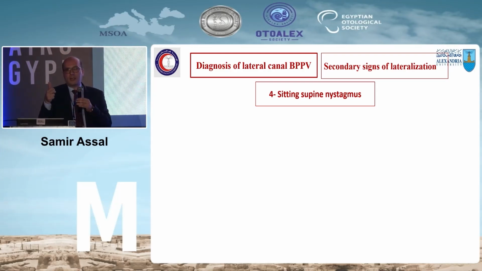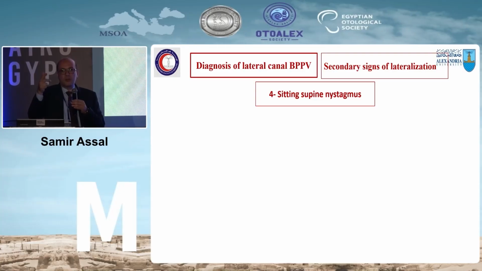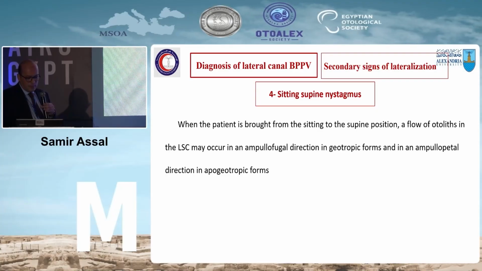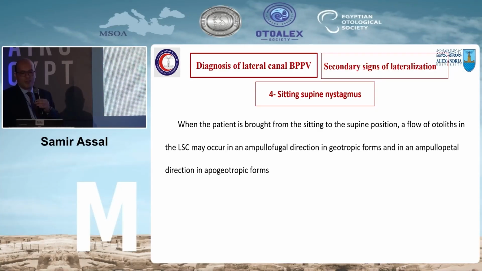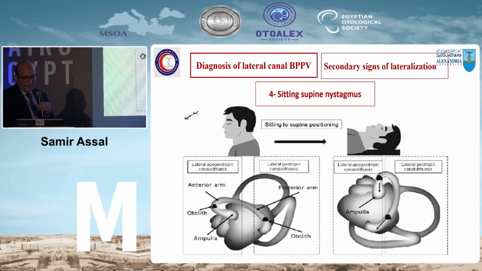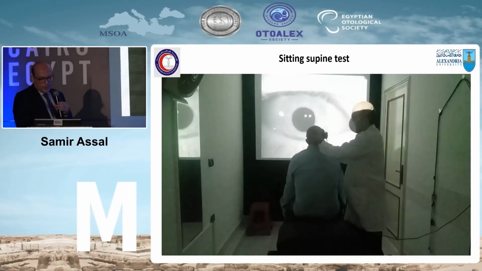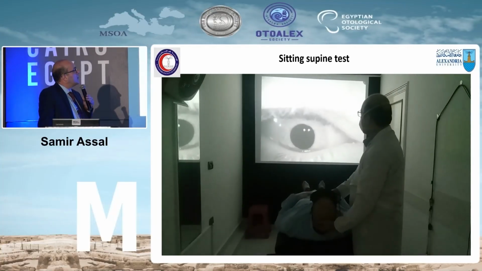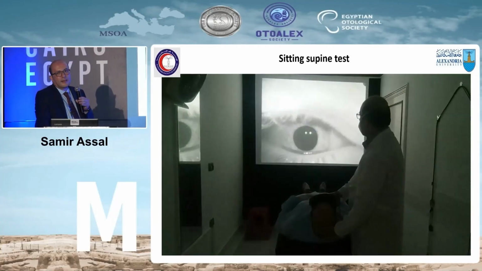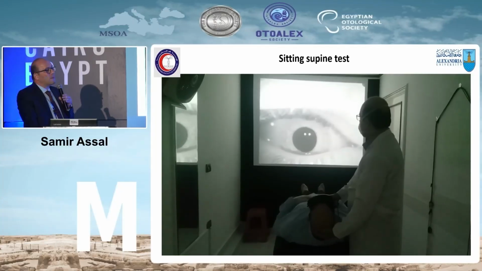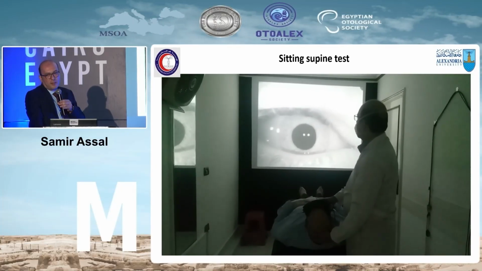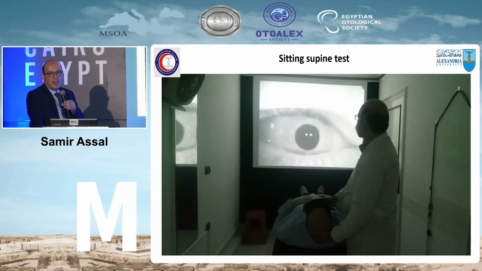We have three similar signs: the lean and the sitting-supine. Let's see it on our patient who has left lateral geotropic; we do sitting-supine. It is a left lateral geotropic, so the nystagmus will be toward the unaffected side. It gives a right beating sitting-supine nystagmus, so the affected side is left.